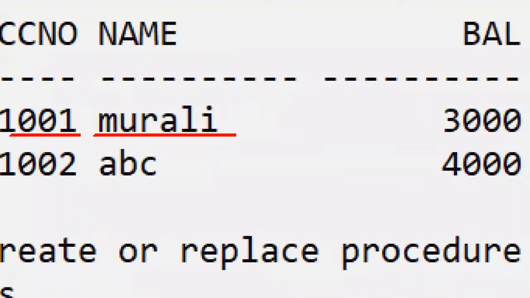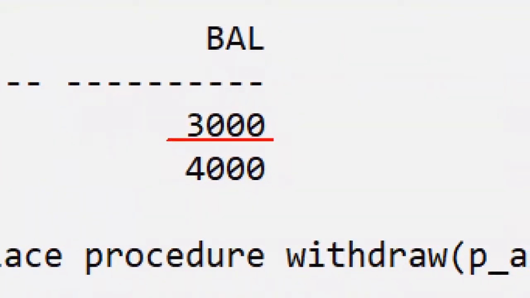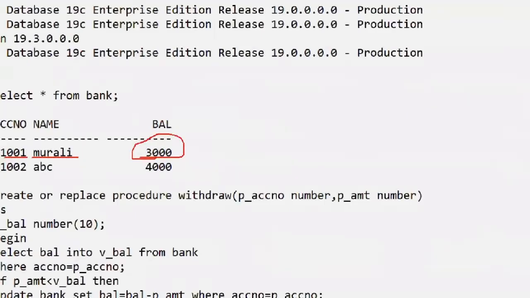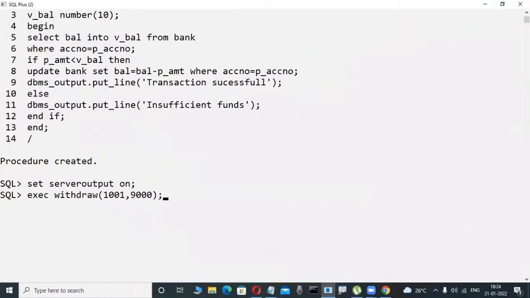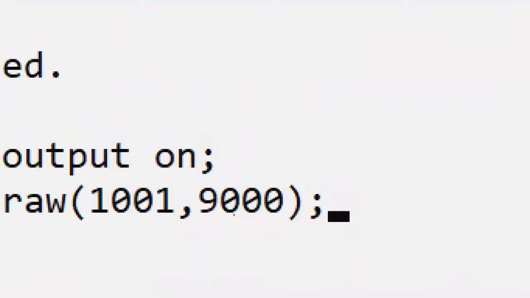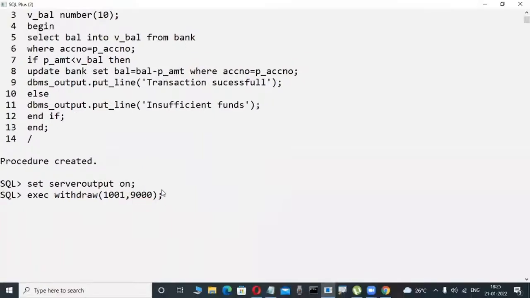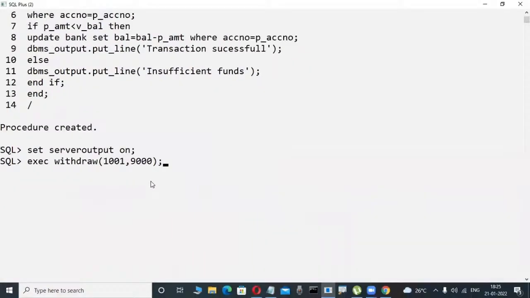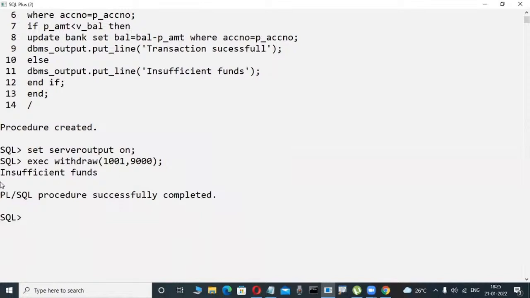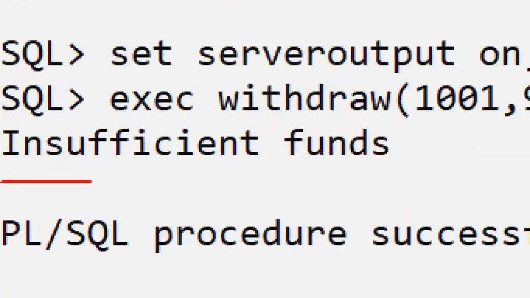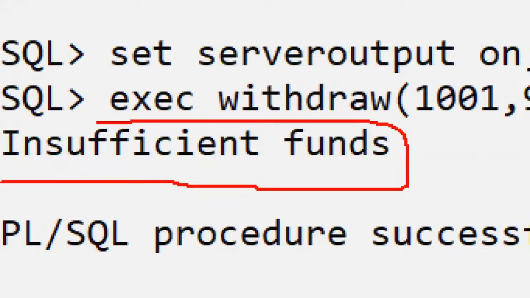Observe here, my account number in this table, slowly observe it. Scenario, observe the logic. 1001 is my account number. Murali is my name only. Now my balance is how much? 3,000. In my table, 3,000 is the current balance. Now my account number 1001, but I try to withdraw how much? 9,000, because this program I'm writing only. Whenever I try to withdraw 9,000, is it possible? No. So now here it will give a message: insufficient funds.